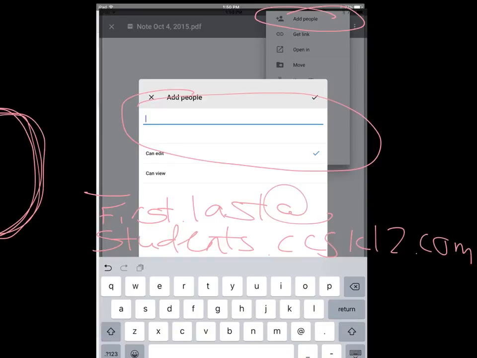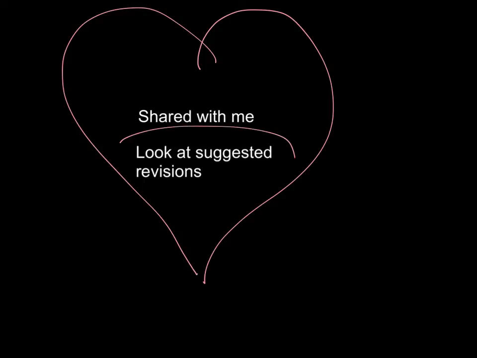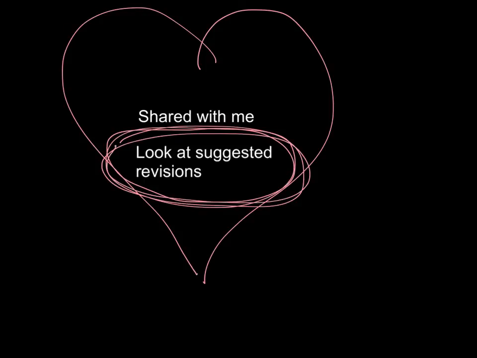Once you've got it the way you want it, then you're going to go down and just save it. The last step in this process is that then you'll both go into your shared with me in your Google Drive, and you're going to open up and look at the suggested revisions that your partner just made with you. Then you'll decide, yes, I like these revisions. These are probably good ideas for my document. You'll open up your document and you'll make the revisions that were suggested.